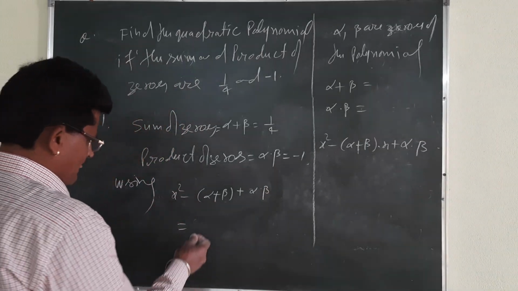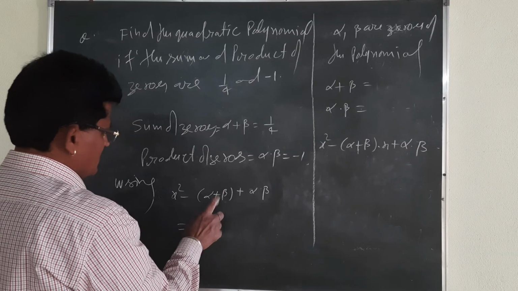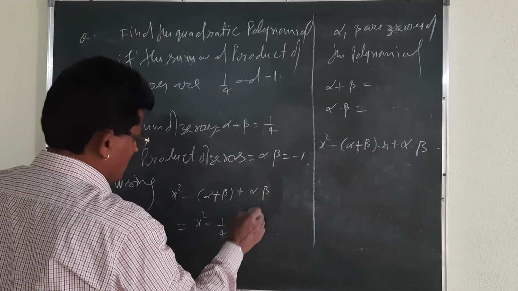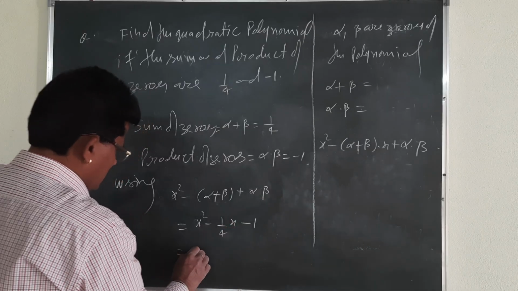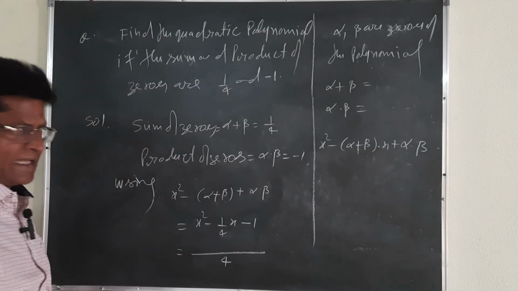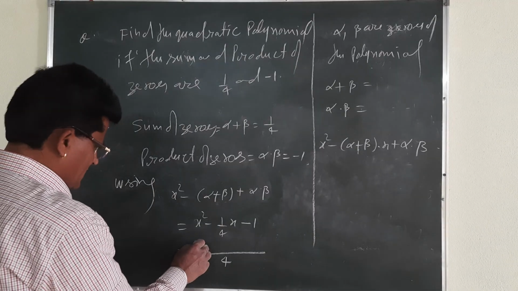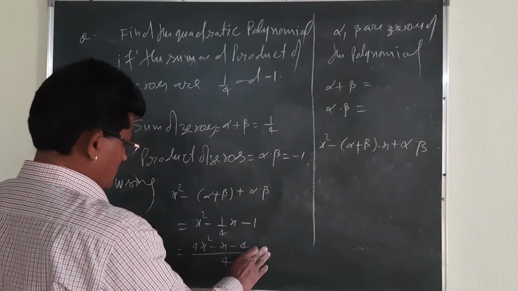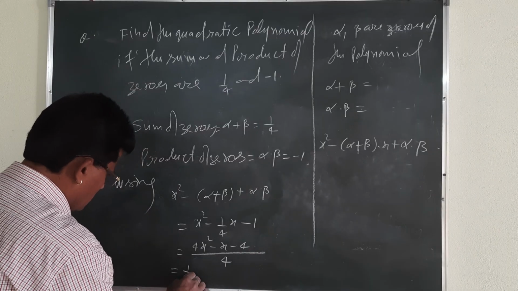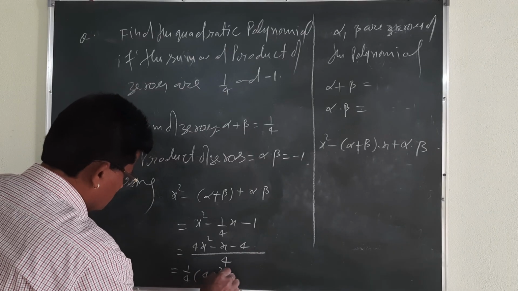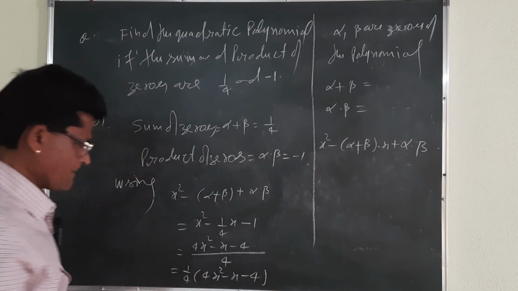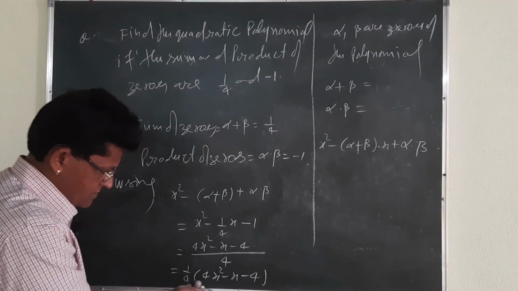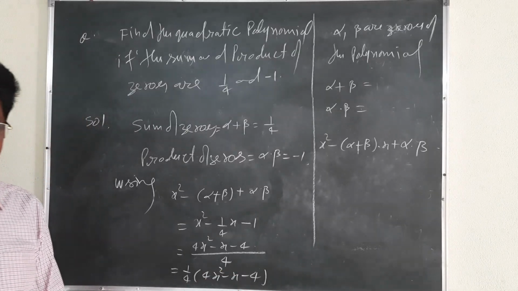Okay, x square minus the sum of the zeros, that is 1 by 4 x, and the product of zeros minus 1. Take the LCM, 4. Multiply by 4: 4x square minus x minus 4. It will be equal to 1 by 4 times (4x square minus x minus 4). This may be the answer in your book: 4x square minus x minus 4.